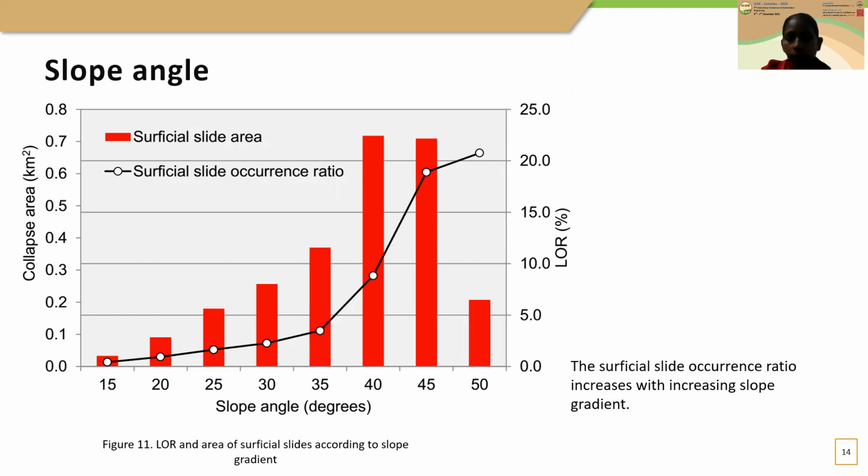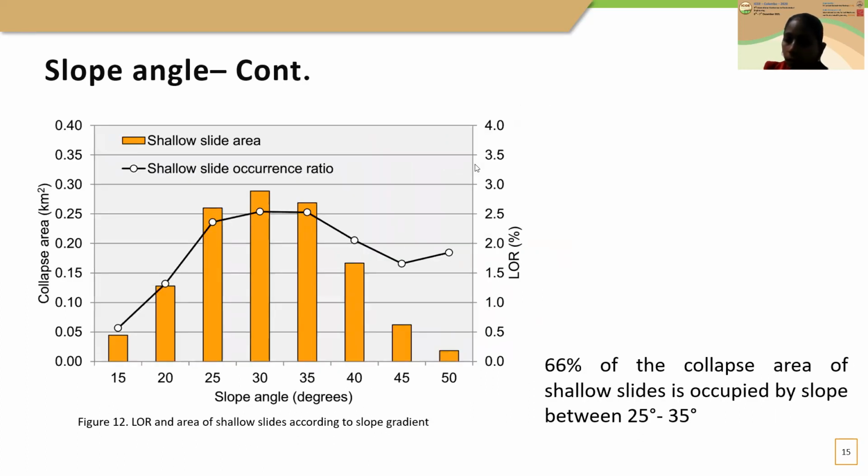Figure 11 shows the landslide occurrence ratio and area of the surface slide according to the slope angle. You can see the bar graph represents the collapse area, and the line graph represents the landslide occurrence ratio. So the surface slide occurrence ratio, you can see, increases with the slope angle. Now let me move to the shallow slides.